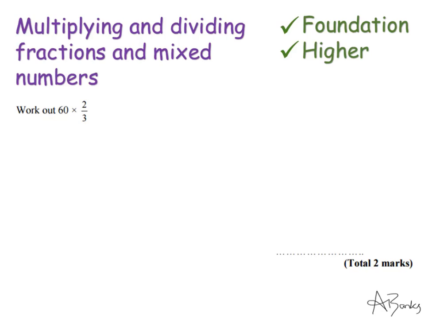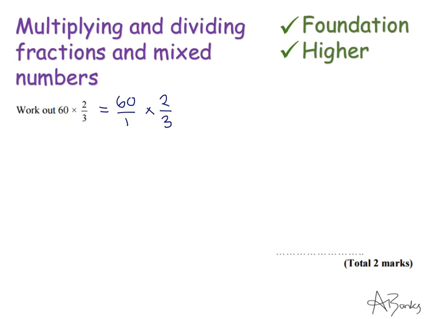Here's another simple question. So this is work out 60 multiplied by 2/3. Now to make this question just as easy as the last one, I'm going to make them both fractions. So the 2/3 is already a fraction, so I can just leave that one as it is. And I'm going to write 60 as a fraction. So 60 as a fraction is just 60 over 1.